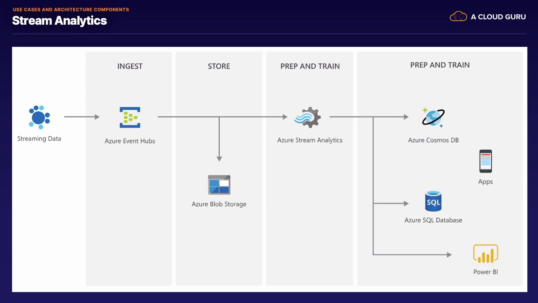Finally, we have stream analytics, where we have streaming data that is ingested through Azure Event Hubs. It's stored in Azure Blob Storage because it is all unstructured data, and it's prepped and trained using Azure Stream Analytics, moving into Azure Cosmos DB, Azure SQL Database, or Power BI.